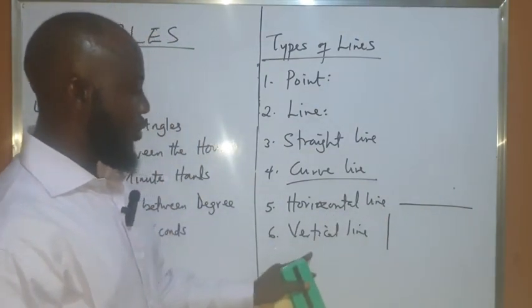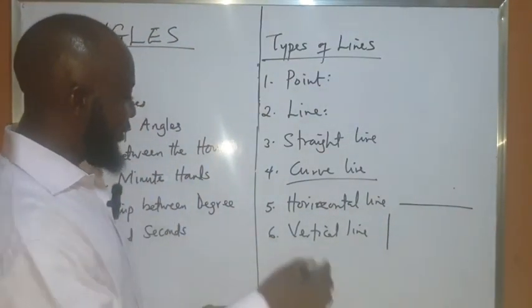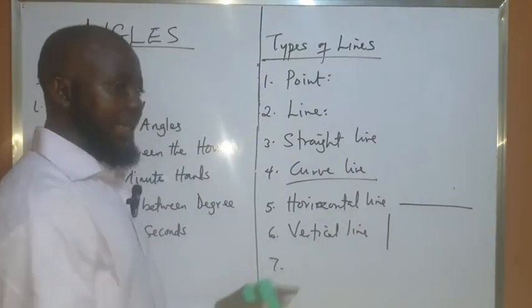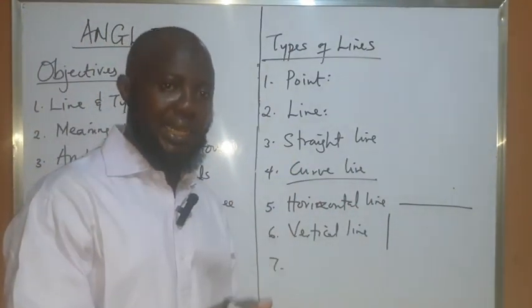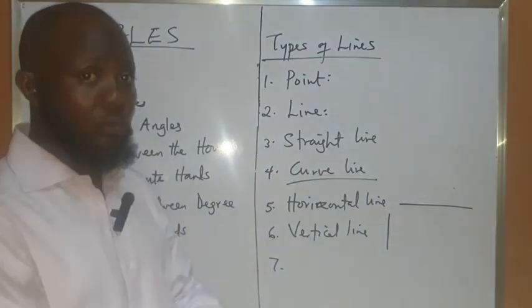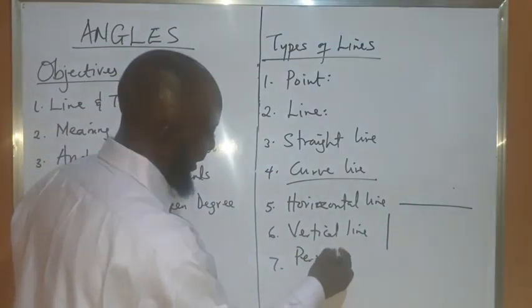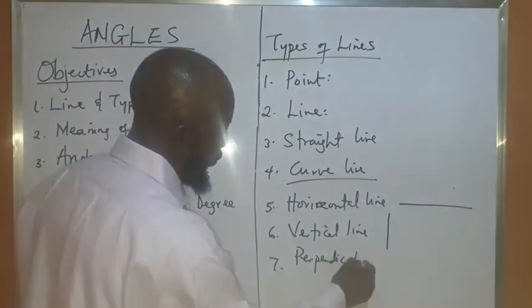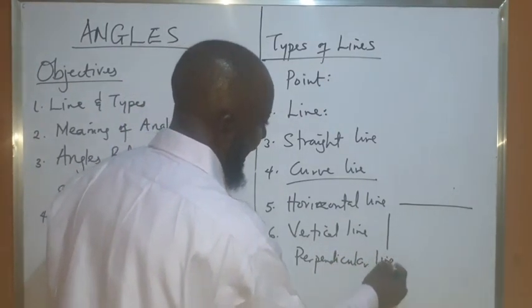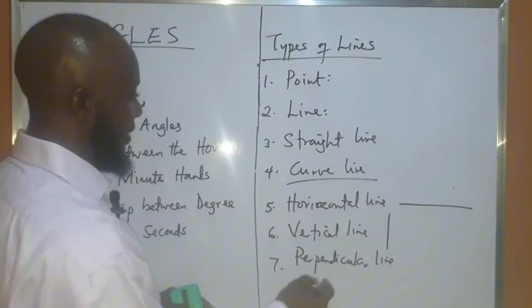Up to down. This is what we call a vertical line. Now, if you have a vertical line and a horizontal line meeting at a point, it's going to form what we call a perpendicular line. Perpendicular what? Line. I hope I'm making sense.